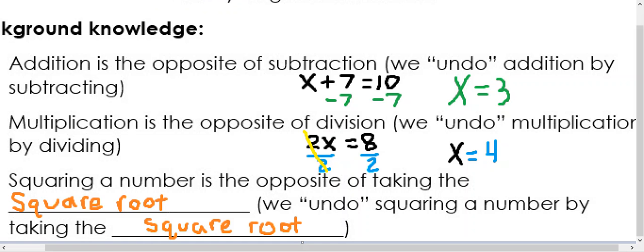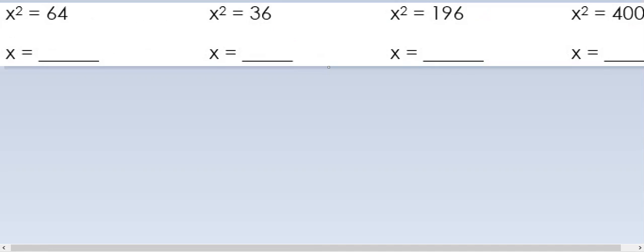Next, we know squaring a number is the opposite of taking the square root. So we undo squaring a number by taking the square root. And remember, the square root looks like that. It's called a radical, and that's the square root. So if we had x squared, the way we would get rid of that would be to take the square root. So in these examples, I have x squared, and I've got to figure out what just x is.